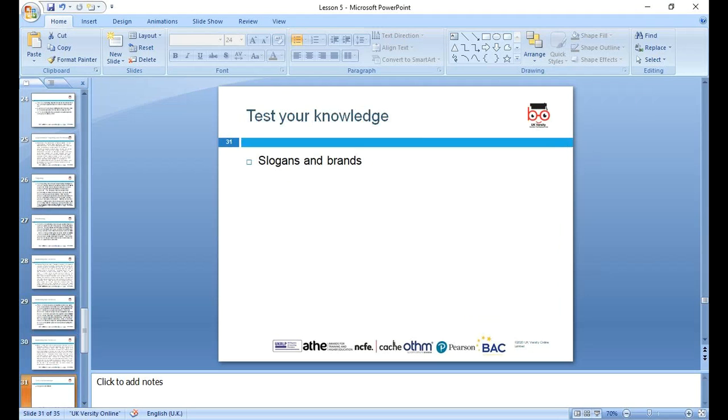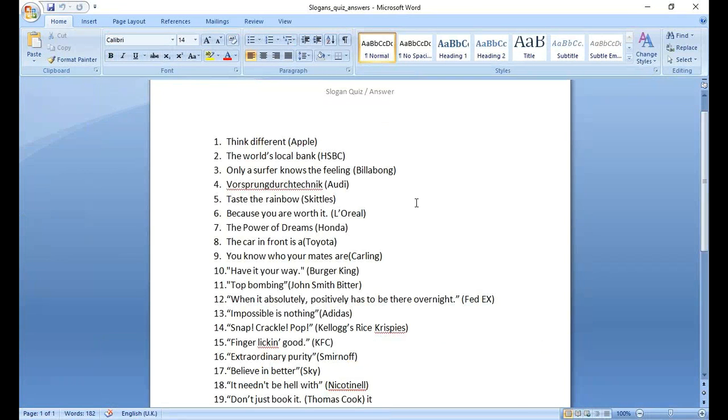Next, it's quite good to look at slogans. Within a strategy you can use a certain slogan. So I'll upload some slogans for you. You can think about which company has which slogan. I have the answers, but the question paper will be separate. Maybe you can think about it. Think Different is Apple. The world's local bank is HSBC, and you will see all the others as well.